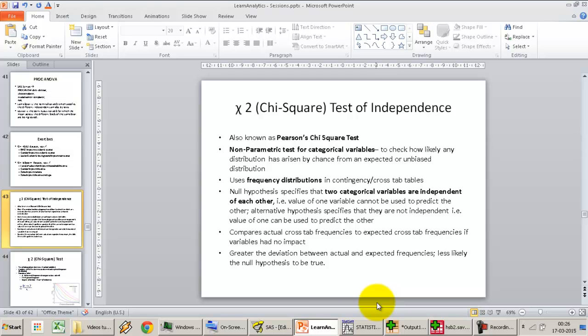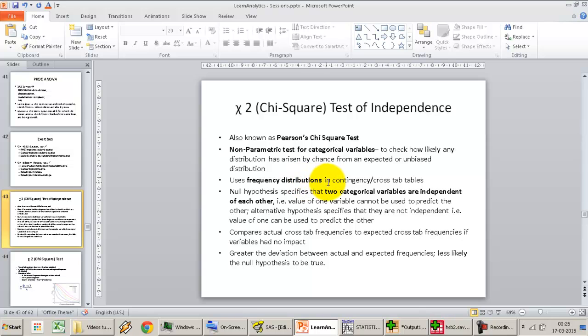So the chi-square test is also performed only on categorical variables. So it's a non-parametric test, i.e. we don't measure a parametric measurement like the mean or median. So we're going to test the frequency distribution of the variables over here. So it tests how likely any particular distribution has arisen by chance from an expected or an unbiased distribution. And the specific distribution that we're going to test is the frequency distribution.